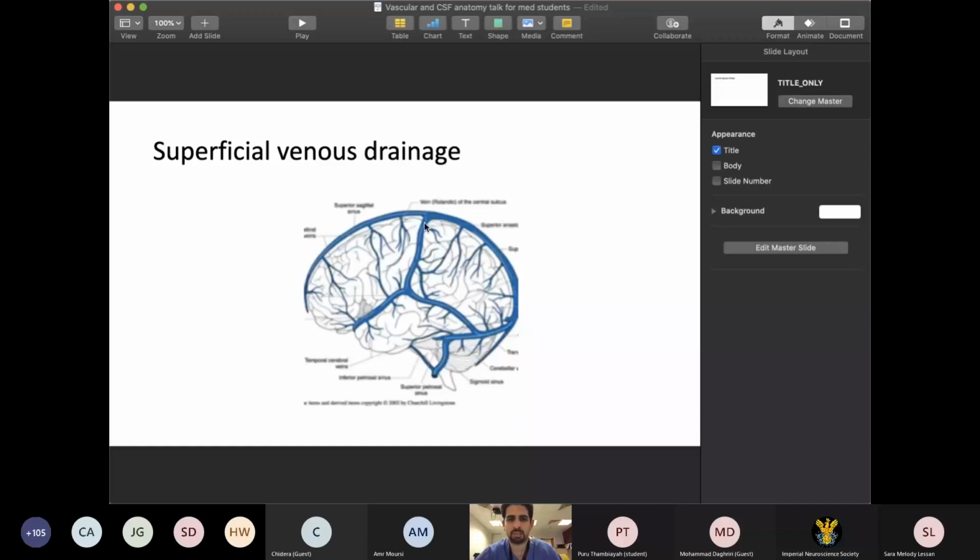you've got the anastomotic vein of Trolard, and the anastomotic vein of Labbé. Now, the way to remember them is Trolard goes to the top, which is TT, which goes to the superior sagittal sinus. Labbé drains lower to the transverse sinus.